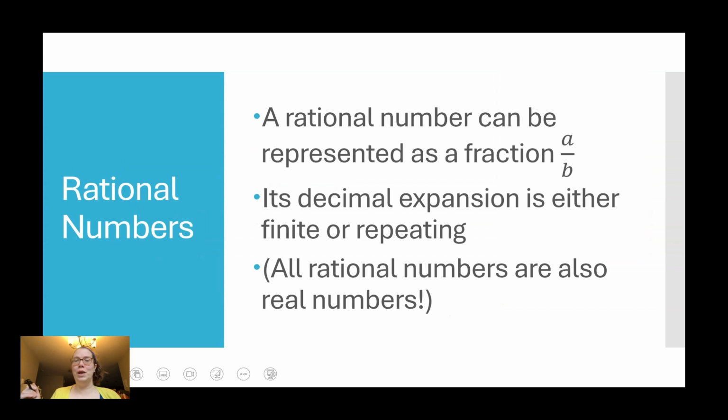Inside real numbers, we also have a subcategory of rational numbers. Rational numbers can always be written as a fraction, a over b, where those are both whole numbers. Its decimal expansion is either finite, it stops, like 2.45, that's a finite decimal expansion, or it's a repeating decimal expansion, like 2.45454545.